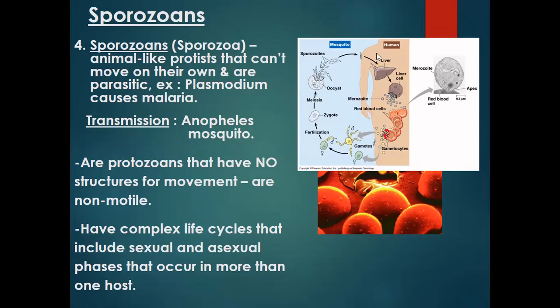So, for example, it requires a host and a vector. Now, the vector is the Anopheles mosquito. We have the Anopheles mosquito in our country. It is larger than the Aedes aegypti mosquito and does not have black and white bands on its legs. It is more to be feared aside from dengue.